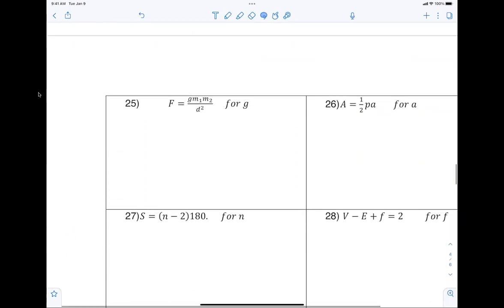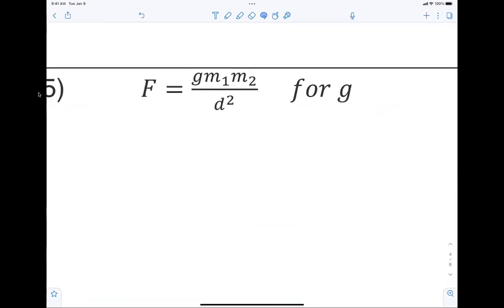Force, the amount of force exerted on two objects, is the gravitational pull times mass one times mass two divided by the distance between the two objects squared. That's what that means. I'm solving for G, which means I have to get rid of what? So how do I get rid of dividing by d squared? Everybody should be able to say f d squared equals g times m1 times m2.